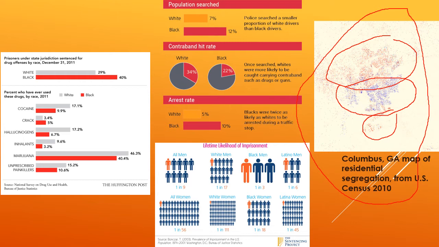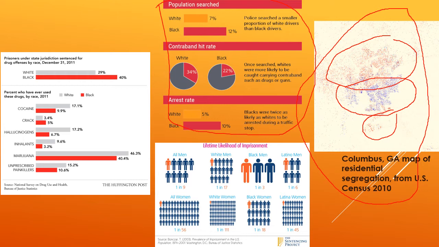In addition, as we've been talking about a lot in the media and culture and the news, Black Americans are more likely to be pulled over. We're going to look at this center graph right here. So Black Americans are more likely to be pulled over by the police than white Americans, and twice as likely to be arrested during a traffic stop.